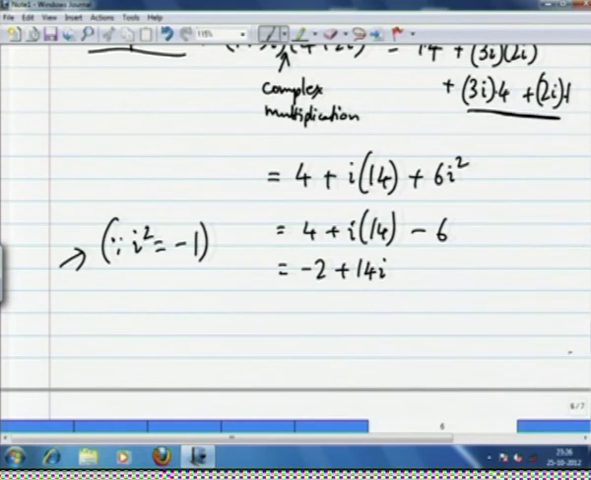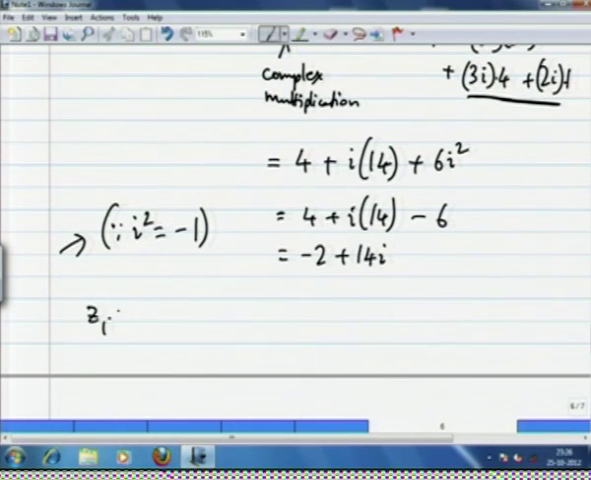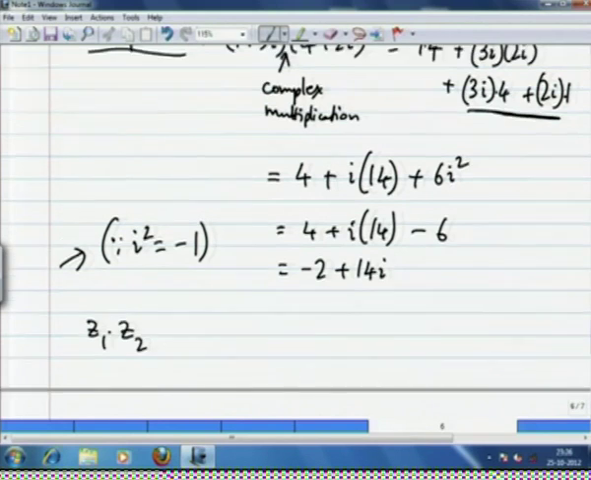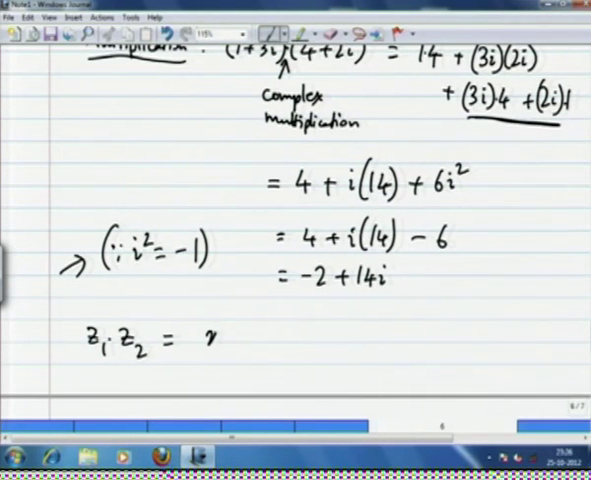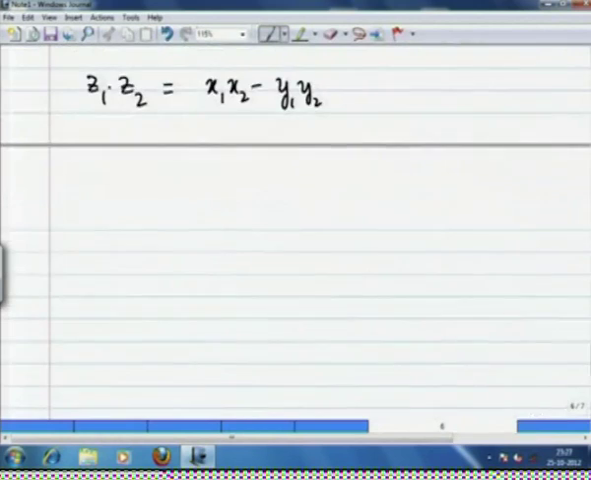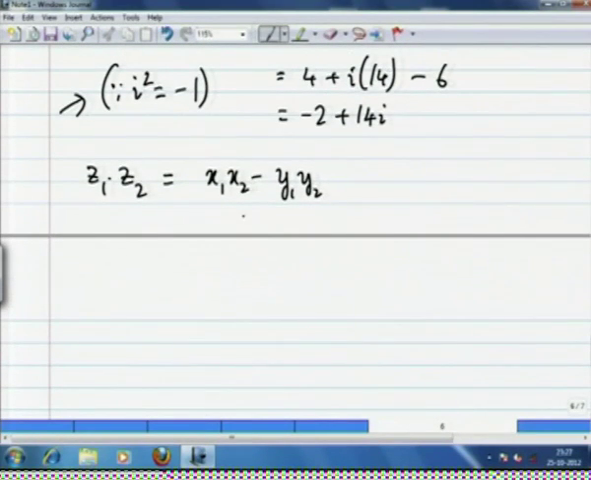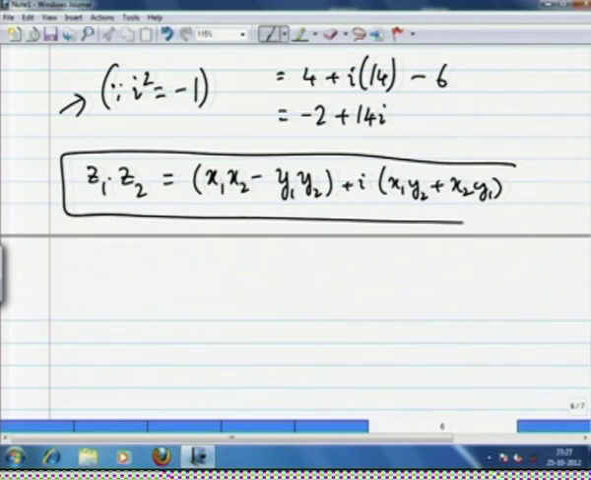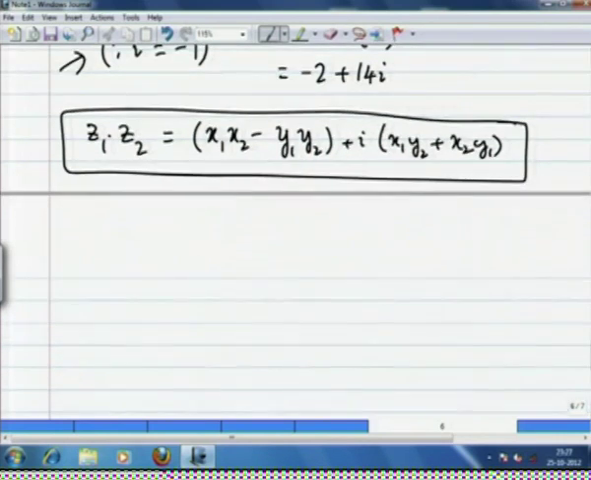Using this, we will multiply two complex numbers z 1 and z 2, where z 1 is x 1 plus I y 1 and z 2 is x 2 plus I y 2. So, we have the following rule: x 1 x 2 minus y 1 y 2 plus I times (x 1 y 2 plus x 2 y 1). That is your complex number multiplication.